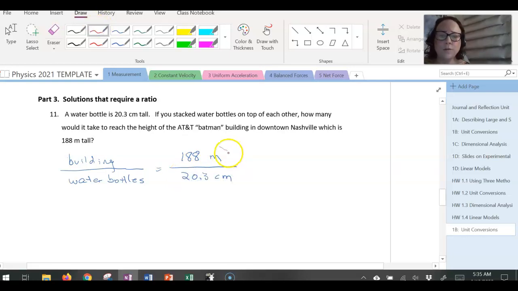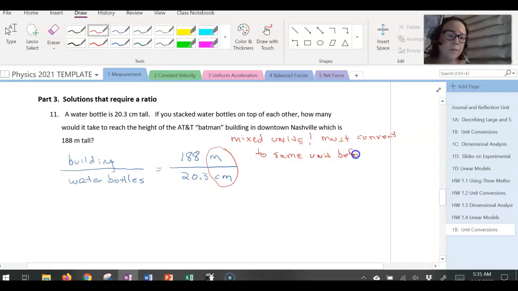So I have an issue here. These are mixed units. They're not the same. And so I must convert to the same unit before doing this math. It doesn't really matter if I work in meters or centimeters. Either one, I will get the same answer, but they must be the same unit. Okay, so I'm going to work in meters, but again, I could work in centimeters.